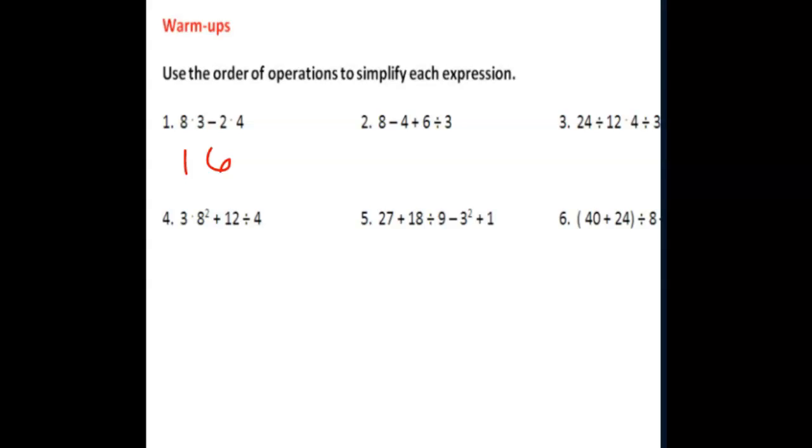All right, so number one, you have 8 times 3 minus 2 times 4. Order of operations says you have to do 8 times 3 to get 24. Then you do 2 times 4 and get 8. And then 24 minus 8 is 16.